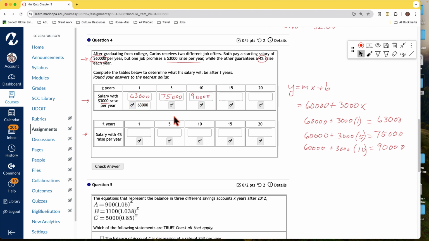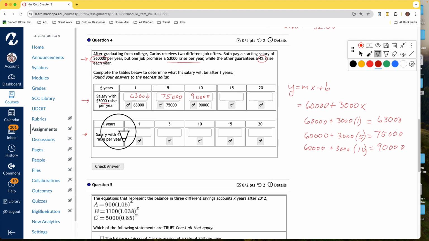I'll just do a quick check. Does that one all make sense? And again, you could do the last two ones as well. This next one is directly what we were doing today.